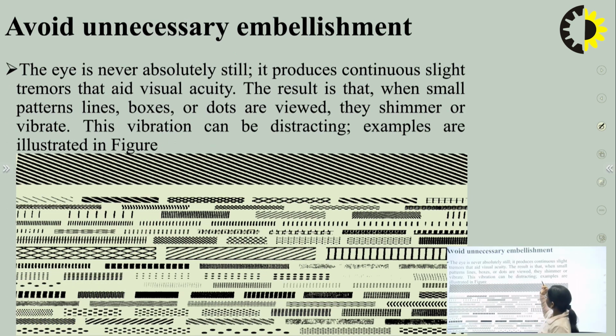Then avoid unnecessary embellishment. What is this one? The eye is never absolutely still. It produces continuous slight tremors, with the aid of visual acuity. So the result is that when small pattern lines, boxes or dots are viewed, they shimmer or vibrate. This is called vibration, created after blinking, or when we are adjusting our eyes, and then the graph is shown like this. So this vibration can be distracting. Examples are illustrated in this figure.